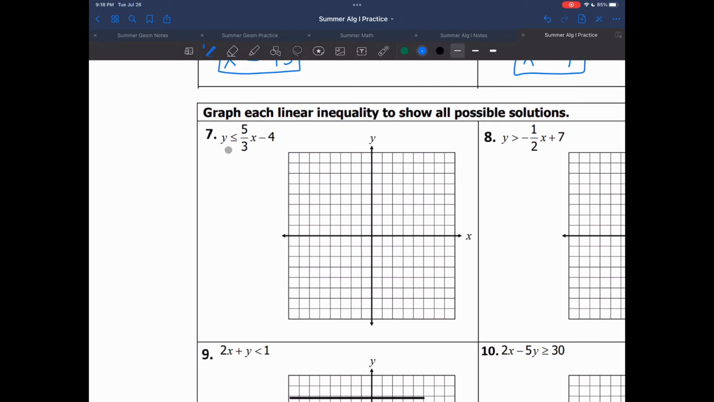All right, now number 7. On our notes, we have a 3-step process. The first one is to get your equation or your inequality in slope-intercept form, but this one's already in that form for us. So we go to step number 2, which is to just graph this thing. So let's graph that y-intercept first. So negative 4 would be 1, 2, 3, 4. Put a point right there.